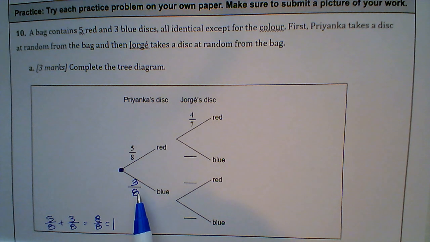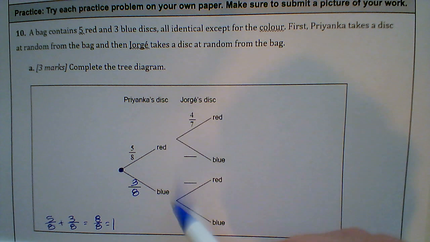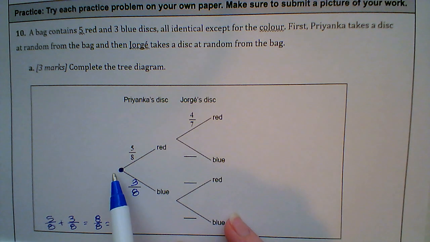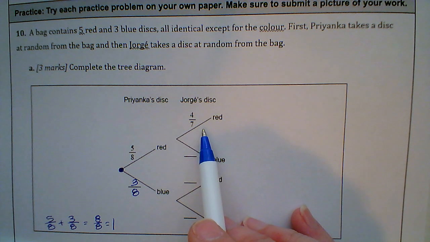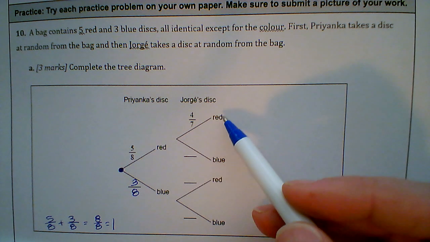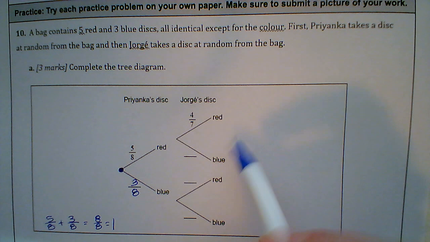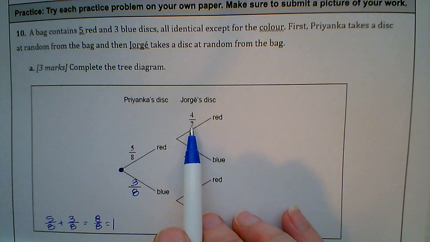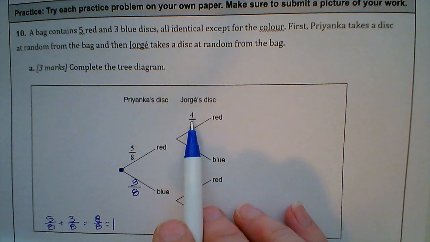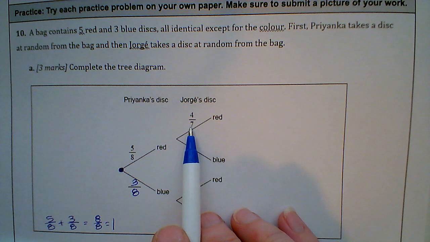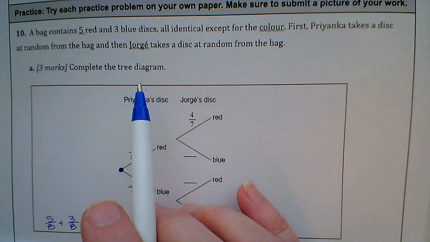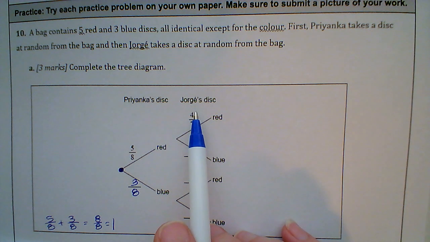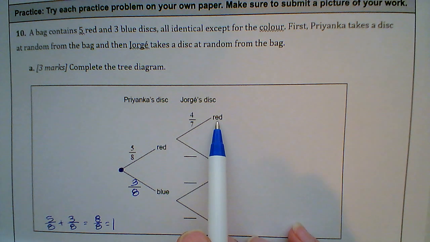So, okay, Priyanka chooses her disc, and now it's time for Jorge to choose a disc. But notice there are different scenarios that could happen. Priyanka could choose a red disc, and now what is Jorge going to do? Jorge could now also choose either a red disc or a blue disc. They're giving us that for Jorge's disc, the probability of choosing red is 4 out of 7. But hold on, aren't there 5 red discs and 8 discs in total? So how did Jorge get a 4 out of 7 probability of choosing red?